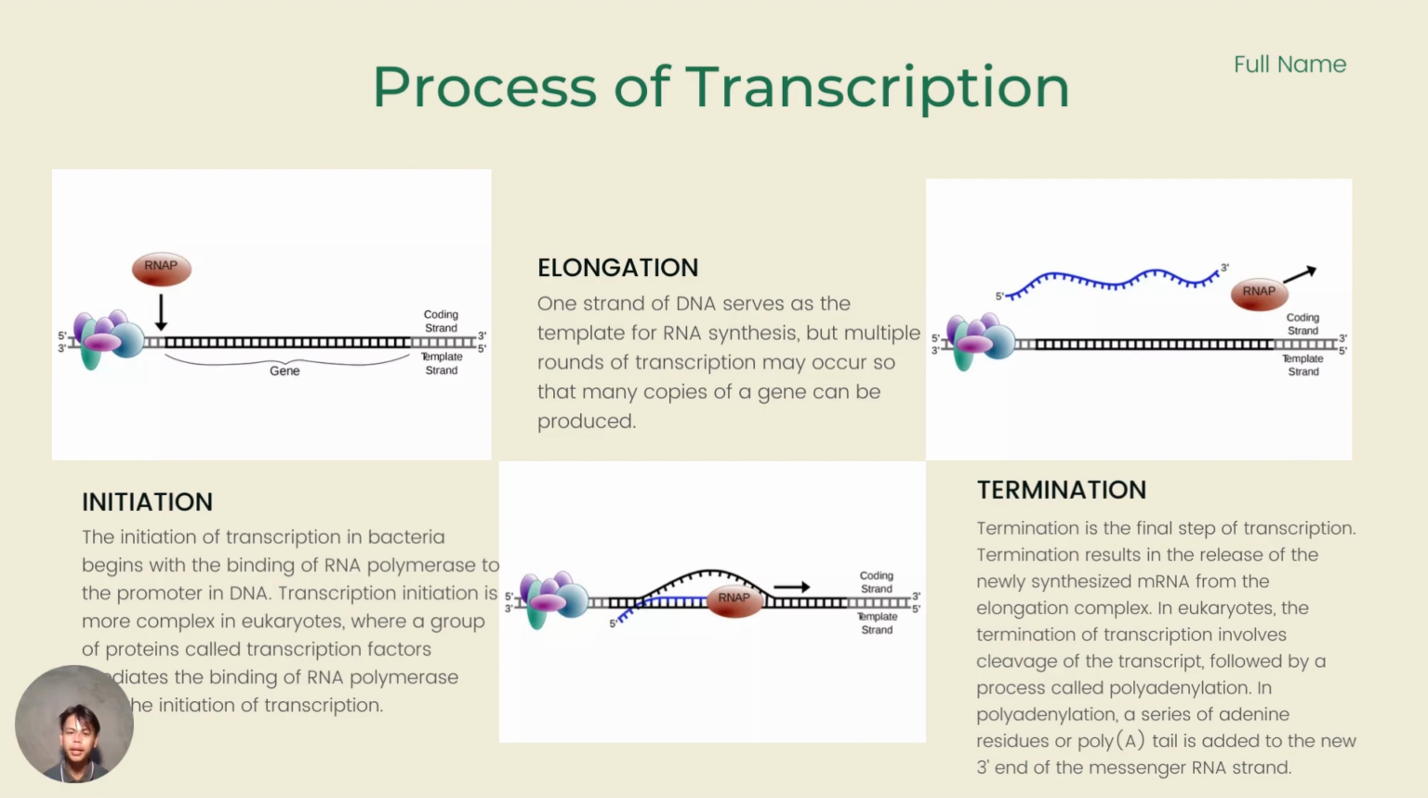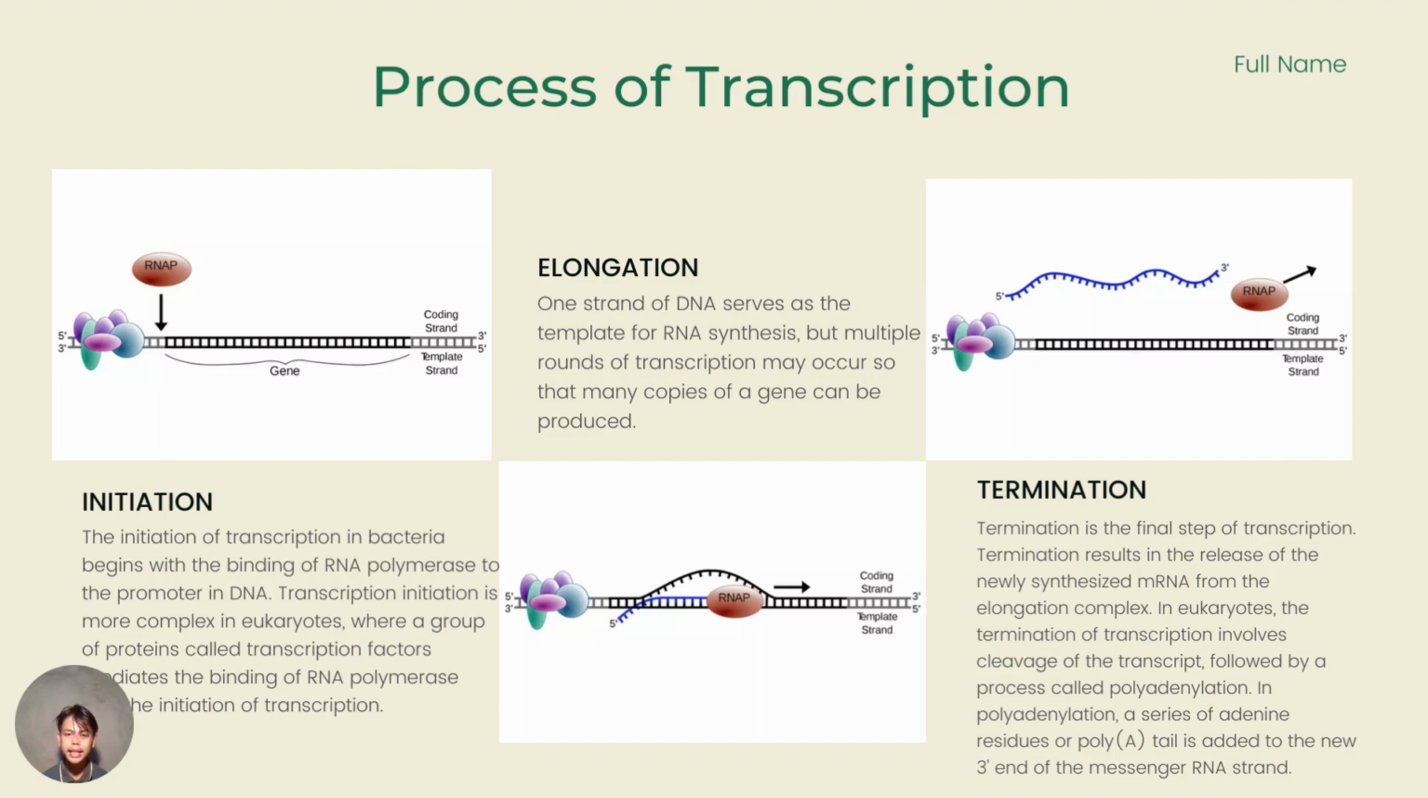Next process is the elongation, from the word elongate. It is like something is being made longer. One strand of the DNA serves as the template for RNA synthesis, but multiple rounds of transcription may occur so that many copies of a gene can be produced. Last of the process is the termination, from the word terminate. So it is the final step of transcription.